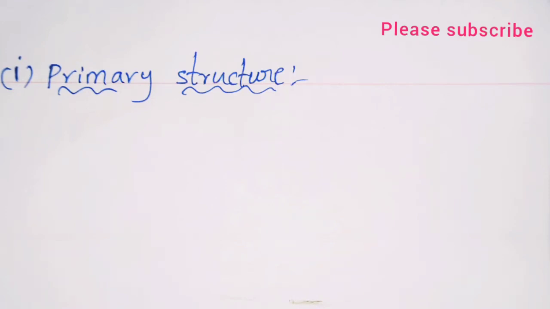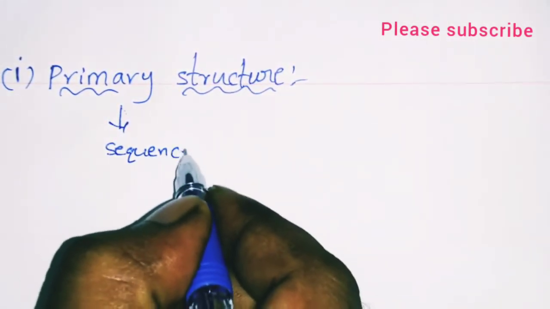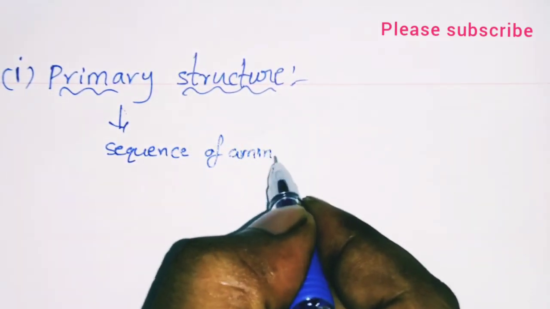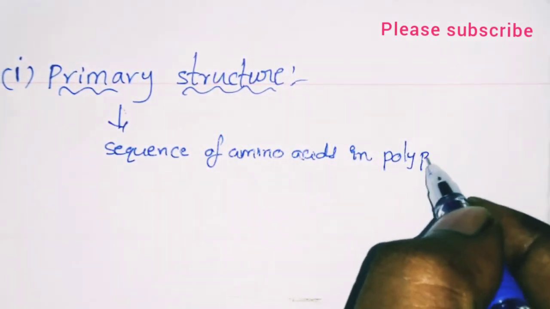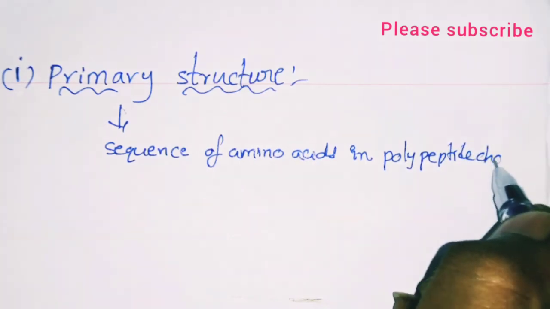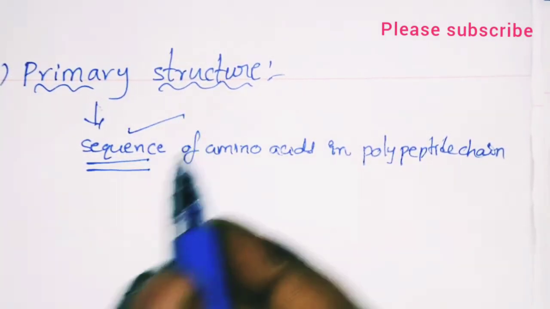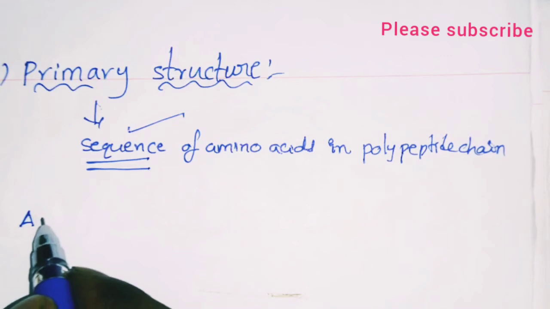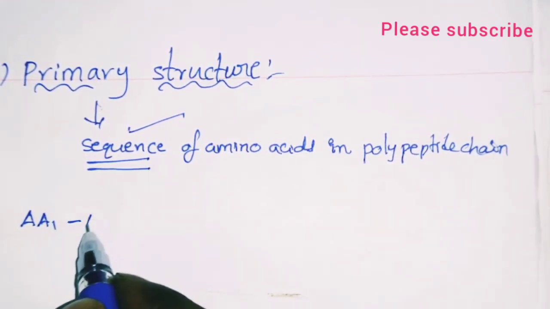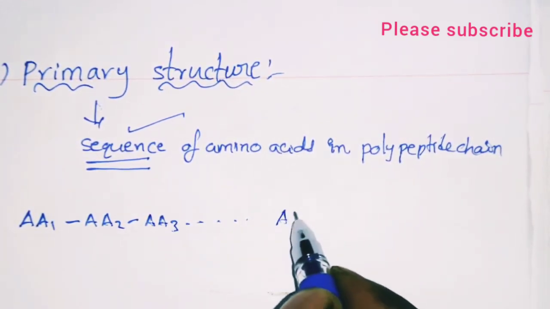Actually this primary structure explains about the sequence of amino acids, the sequence of the amino acids in a polypeptide chain. So everyone should remember, it explains mainly the sequence of the amino acids. Suppose I take one polypeptide as an example. I will write one general formula: A1 is bonded with A2, it is bonded with A3 and so on, up to AN.